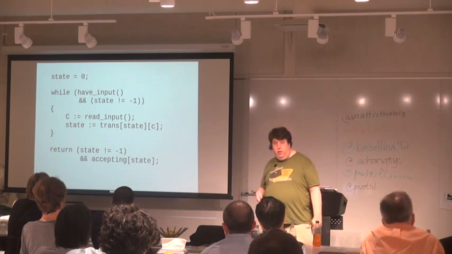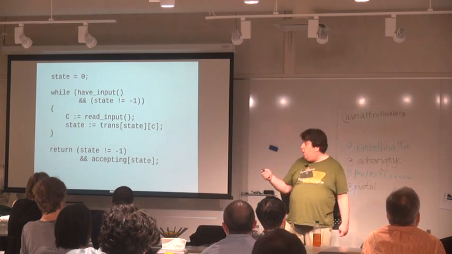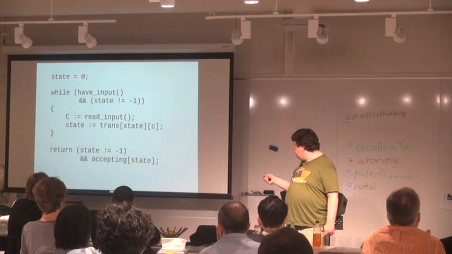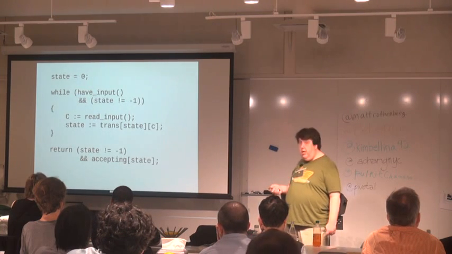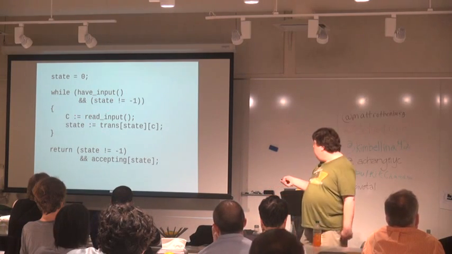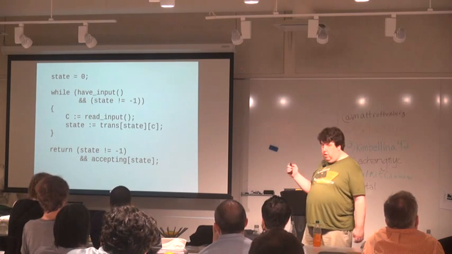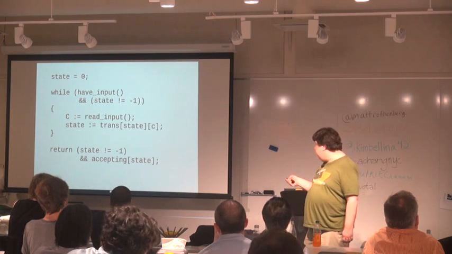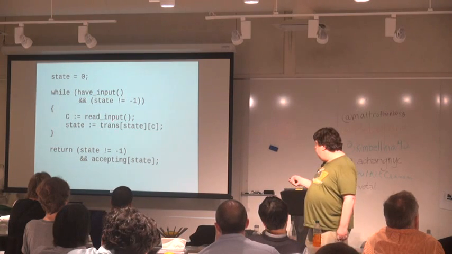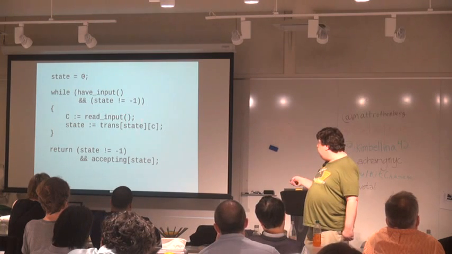So this allows us to be blindingly fast, because our matching code ends up looking like this. We read the next character from the input. We have what our current state is. We do an array lookup. This is a single memory load on most CPUs of our state and our character, and that gets us our new state. We repeat until we have no more input.